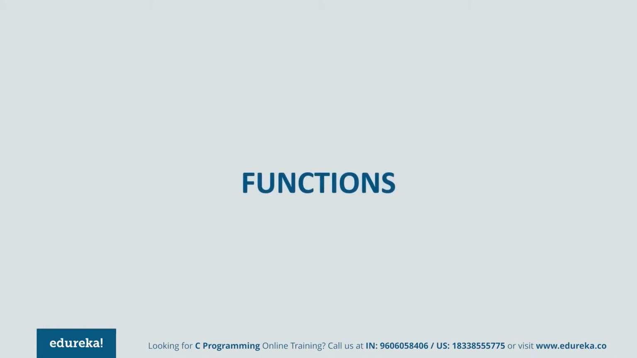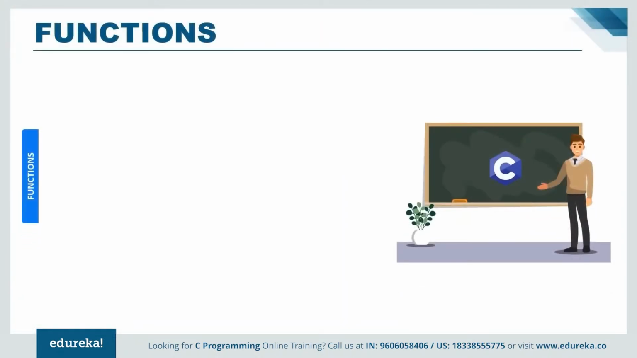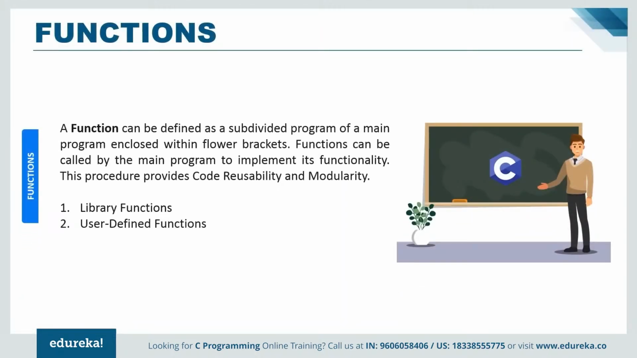Functions. The most crucial and most important topic in C programming is functions. So what are functions? A function can be defined as a subdivided program of the main program enclosed within flower brackets. Functions can be called by the main program to implement its functionality. This procedure provides code reusability and modularity. A few examples of functions are library functions and user-defined functions. Actually, these are the only two types of functions which are available in C programming.